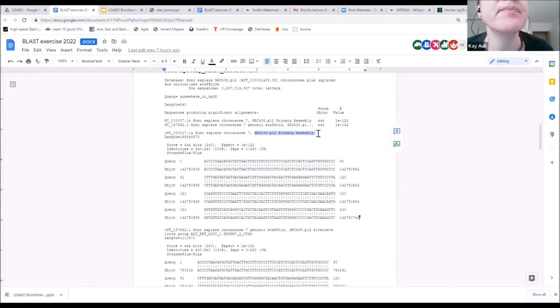What do the query numbers mean again? That is what position it is within the sequence that you gave BLAST. You gave BLAST this 240 base pair sequence. I see. In this case, it's a perfect match from beginning to end, but maybe this front part didn't match, and so then your query would start at something in the middle. It doesn't have to match the entire query.